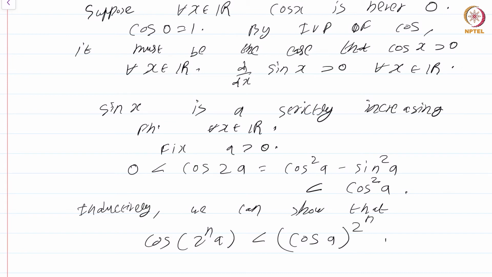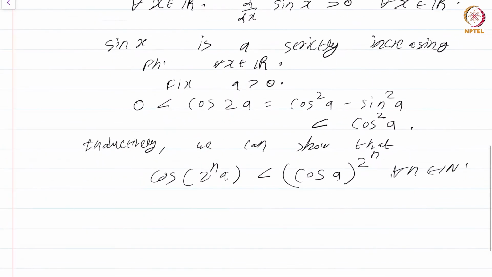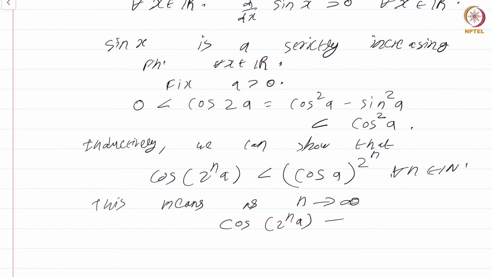Okay, and this will be true for all n in the natural numbers. Just inductively apply the argument that we have given now. Okay, this means as n goes to infinity, cos 2 power n a converges to 0.